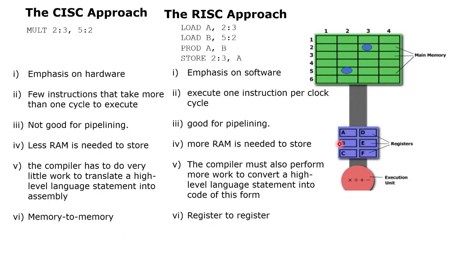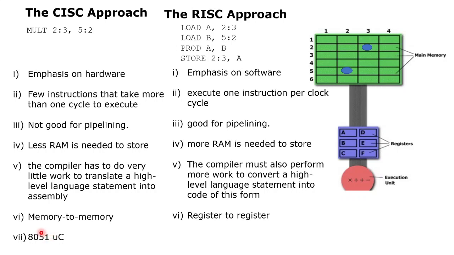And register to register: here we always perform register to register operations. If I want to perform any operation, we should always use the registers. That's why we copy the data from the memory to the registers, perform the operations, and again store back to the memory. It is always register to register operations.